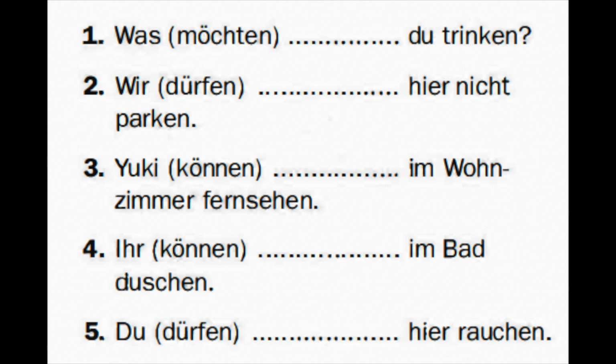Yuki kann im Wohnzimmer fernsehen. Right. 4. Ihr könnt im Bad duschen. Right. 5. Du darfst hier rauchen. Because it's a smoker, for example, right, on a train.